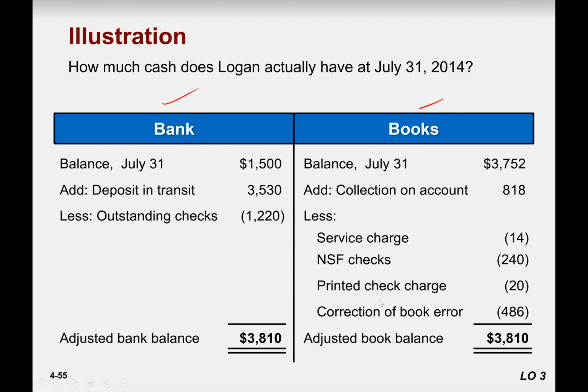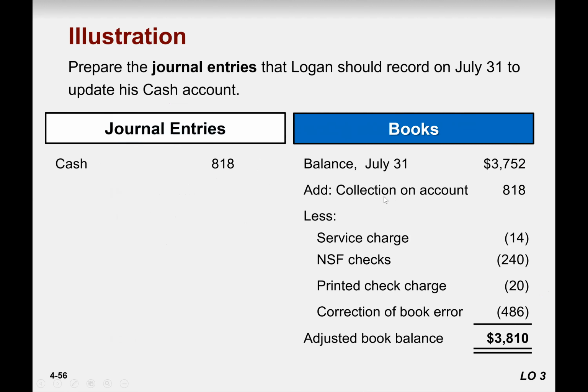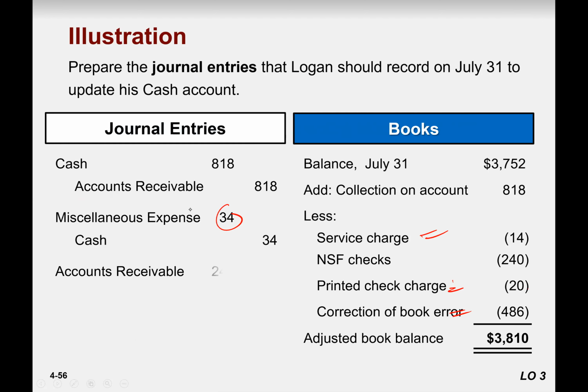So bank, we don't care about that. We care about all the books, so we need to make entries. The collection entry would be cash to accounts receivable. Then service charges, the correction of service charges and printing charges. Simple. Miscellaneous expense 14 plus 20, 34, to cash.